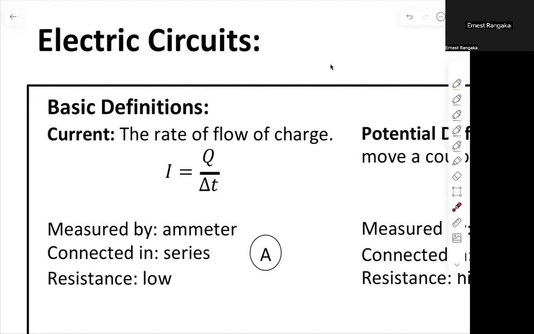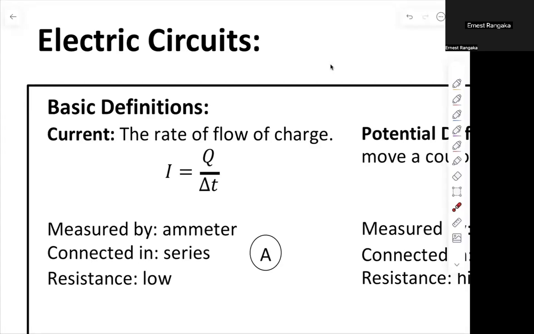So basic definitions. Current is the rate of flow of charge, where I, which is our current, is equal to Q, which is our charge, over the change in time. This is measured by an ammeter. Ammeters are connected in series and the resistance is very low. That's why you can connect them in series.